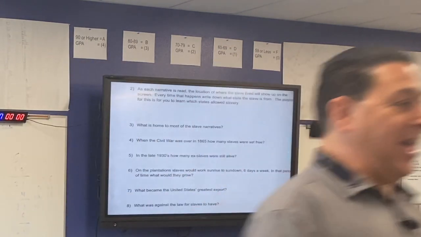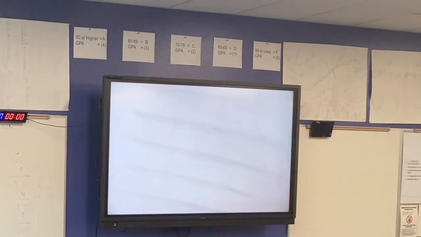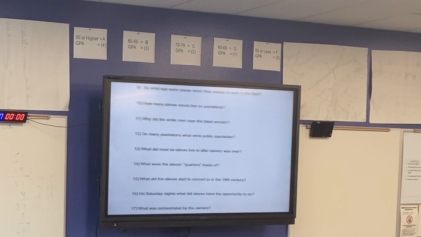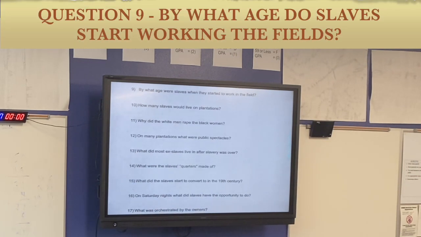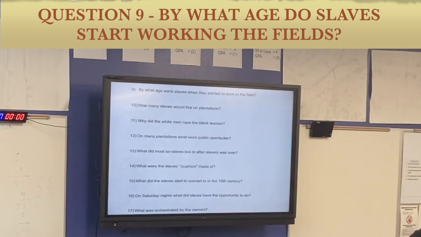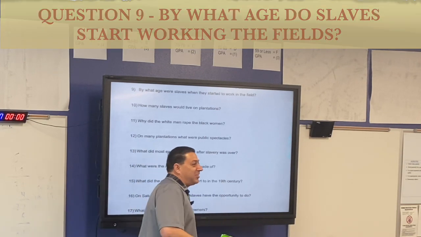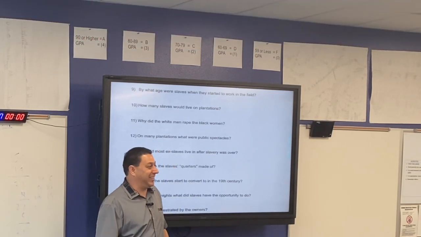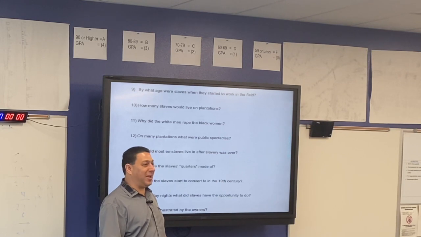Number 9. Let's talk more about this here. Number 9. The question is this. By what age were slaves when they started working in the field? Let's go ahead, Mason. 12 years old. How old are you guys? If you lived back then and you were a slave, guess what you'd be doing right now? Working in the fields.